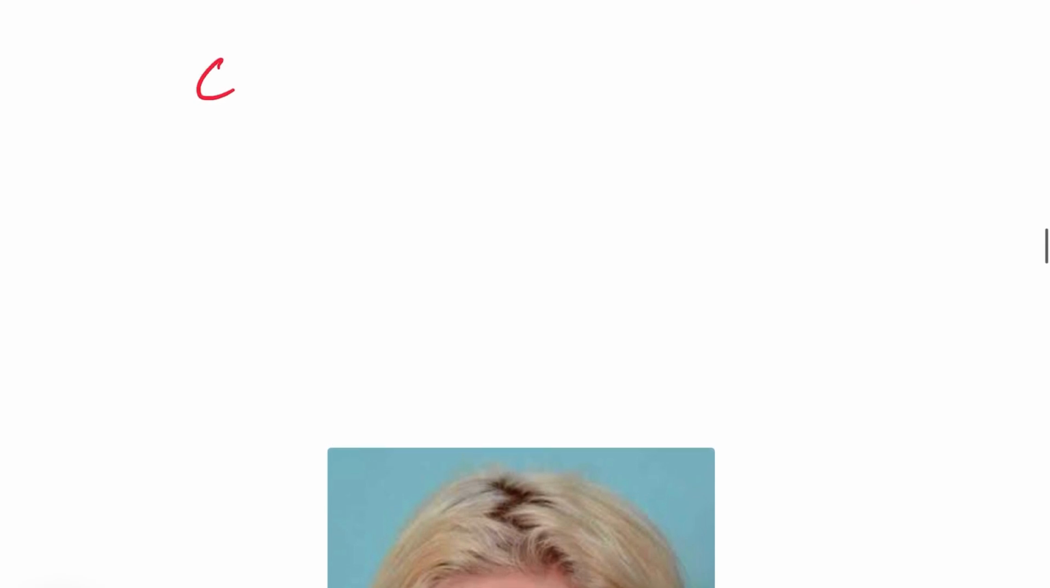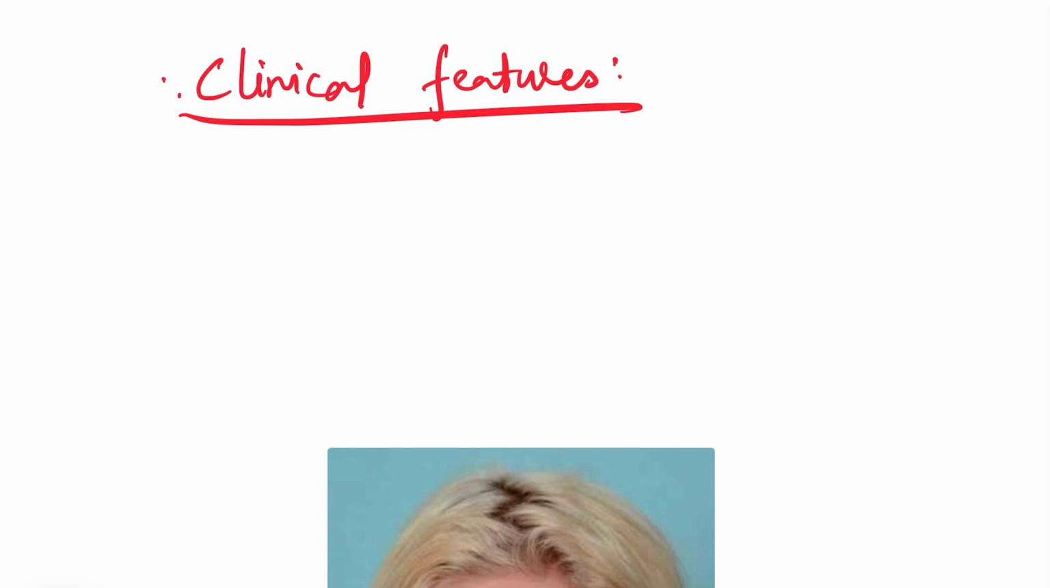Now, let us discuss the clinical features, or the signs and symptoms, of this particular disorder. How will a patient suffering from Ramsay-Hunt syndrome present to you as a healthcare provider or a doctor? Let us discuss one by one what the possible signs and symptoms are. Firstly, what you can see is acute facial nerve paralysis. This is the first most important thing, because it is infecting the geniculate ganglion, which is a part or a course of the facial nerve. So you can see acute facial nerve paralysis on the side where there is an infection.